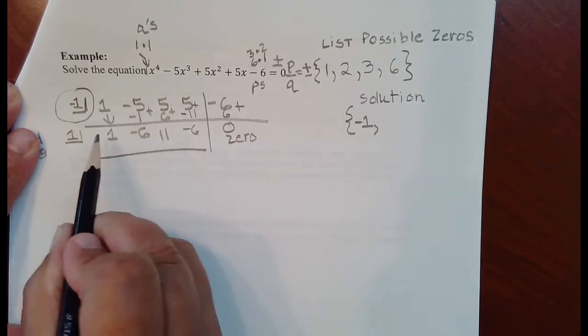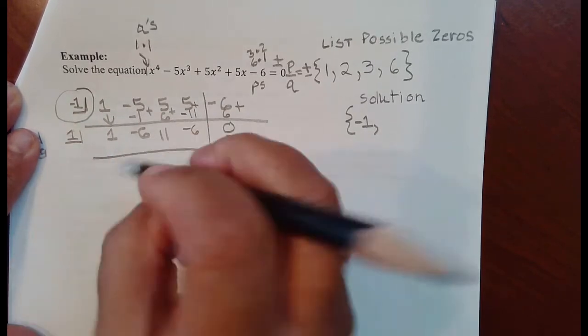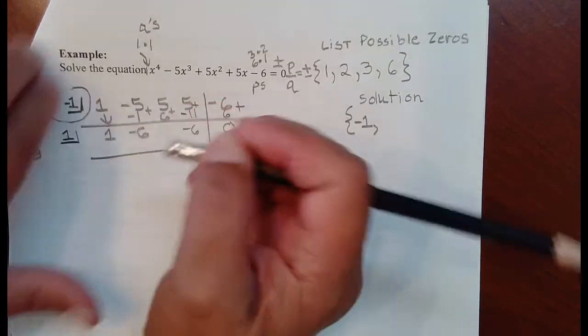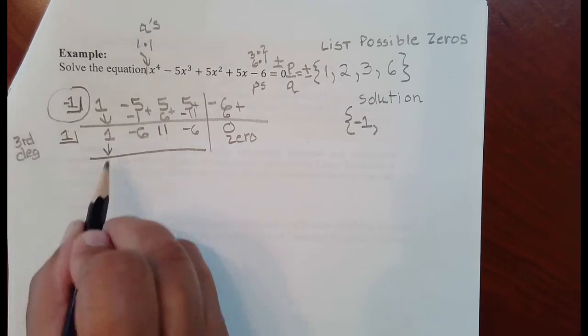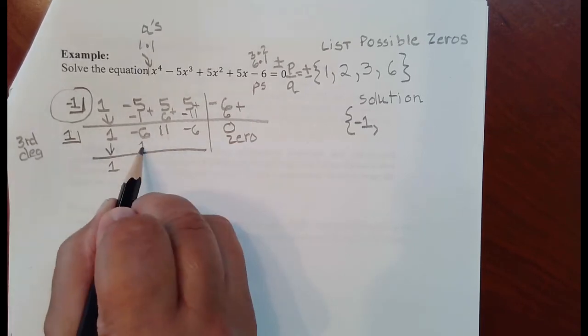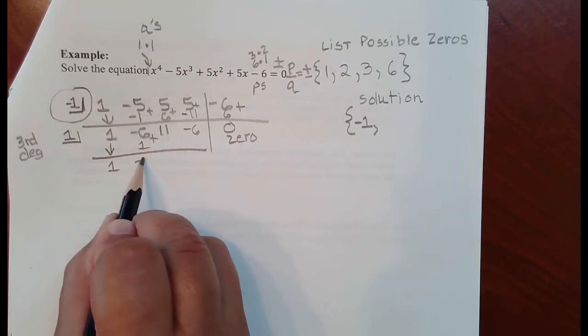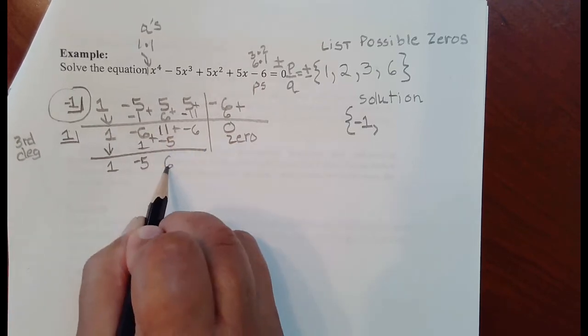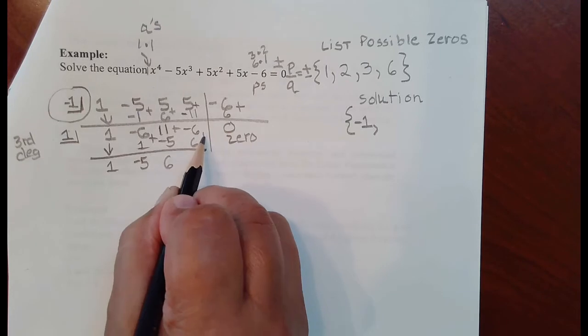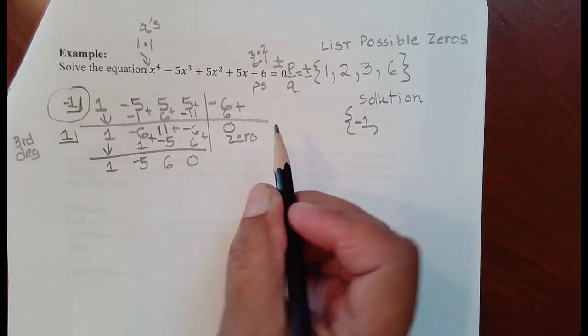So now we also saw that the graph went through +1, just as we saw it went through -1. We're using this new string of numbers. Let me move this up just a little bit. Okay, so you're dropping that first number down. 1 times 1 is 1. We're going to add these up, get -5. 1 times -5 is -5. Add these up, you get 6. 1 times 6 is 6. Add these up, and here we go, zeroing out again.